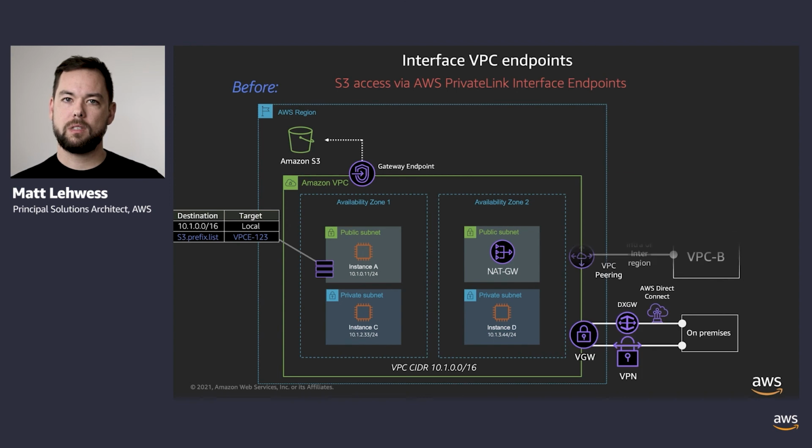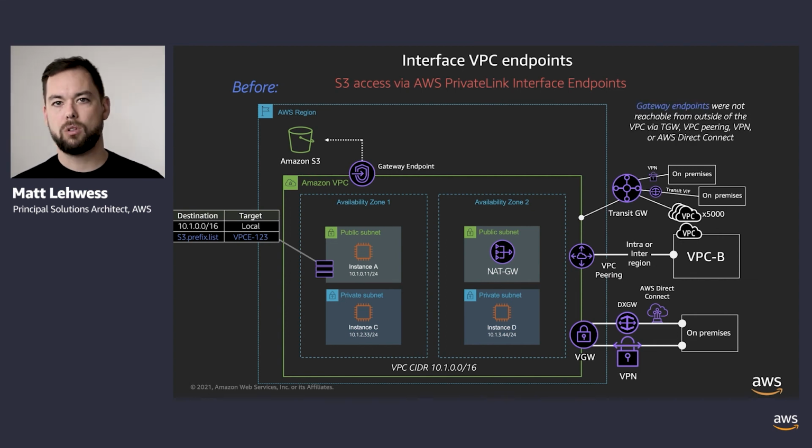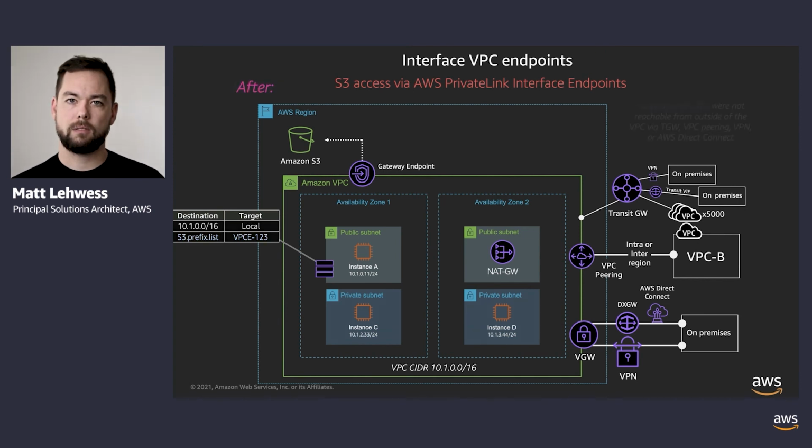However, customers essentially wanted to have access to S3 privately from on-premises, things like Transit Gateway, VPC peering, or VPN and Direct Connect, so from other VPCs or from your on-premises. And you couldn't do that through a VPC with gateway endpoints, because that was essentially what's called transitive routing, and a VPC doesn't allow you to transit through a VPC natively like this.